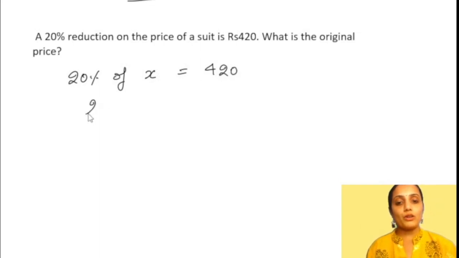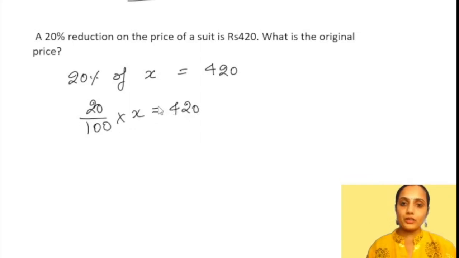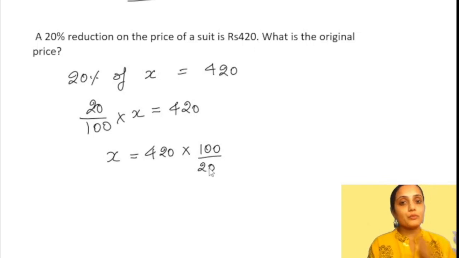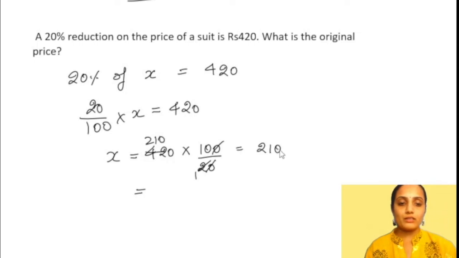So let's find out what is: 20 by 100 into x will give us 420, and now we are going to change the fraction 20 by 100. We are going to move it to the right hand side, so that becomes its reciprocal. So 420 into 100 divided by 20. So we just write the reciprocal of the fraction. Now that gives us 2 ones are 2, 10 twos are 210, and that gives us 2100.